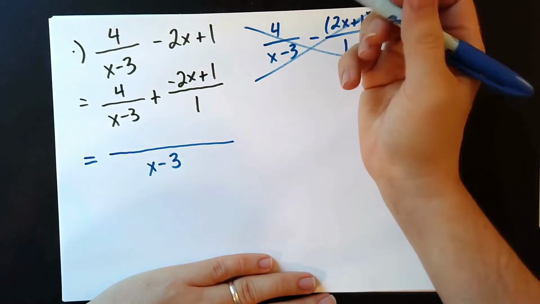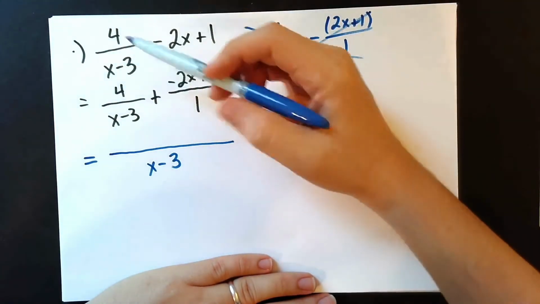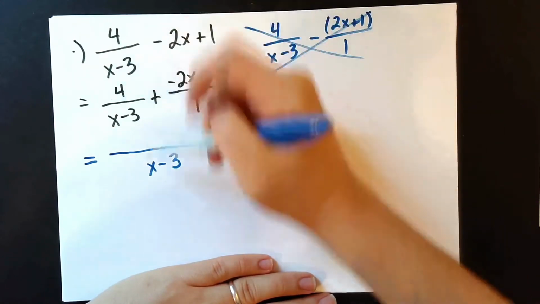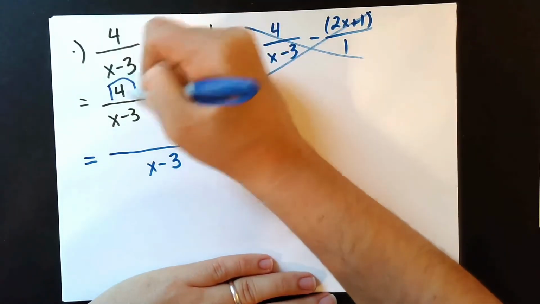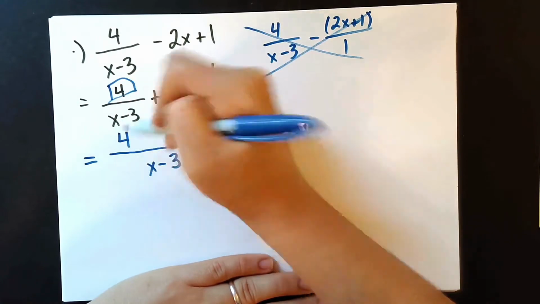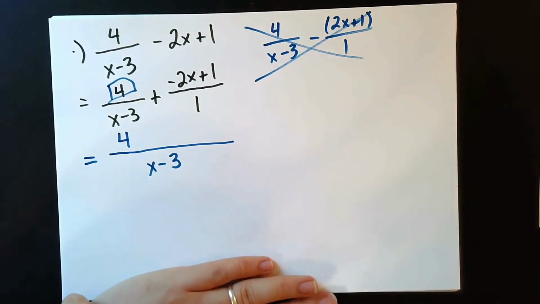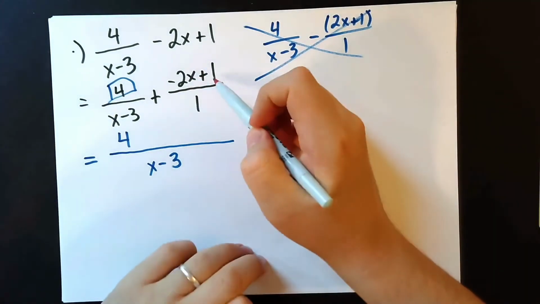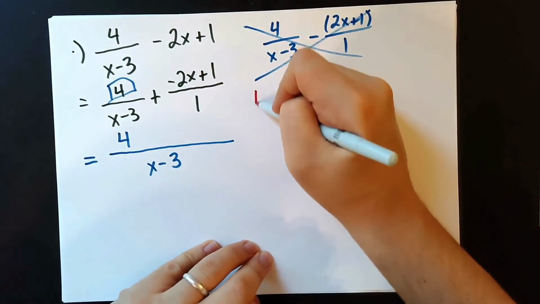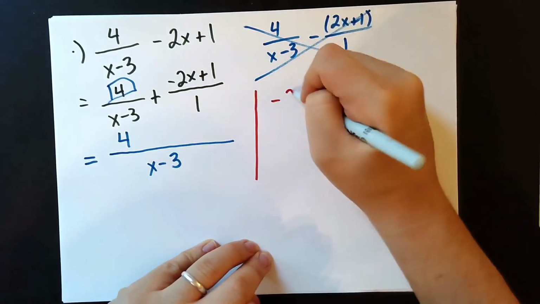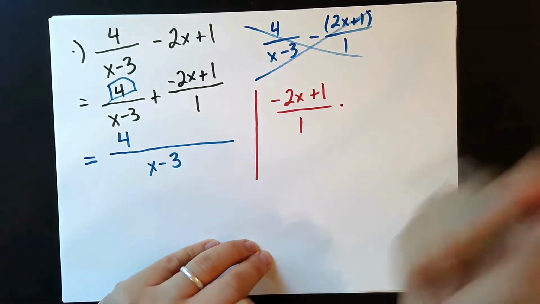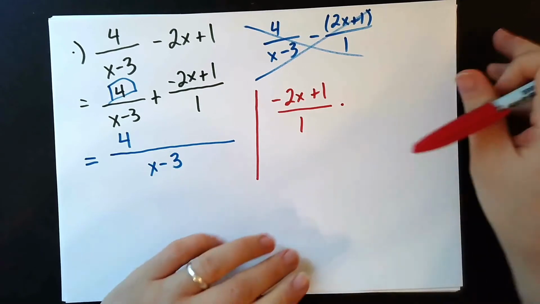Now, what that means is, I definitely don't have to do any work to rewrite this piece of the fraction as living over x minus 3. So this 4 is just going to get copied down to this next line. But this minus 2x plus 1, that I'm going to have to do a little bit of work with. Namely, I need to put this over a denominator of x minus 3.